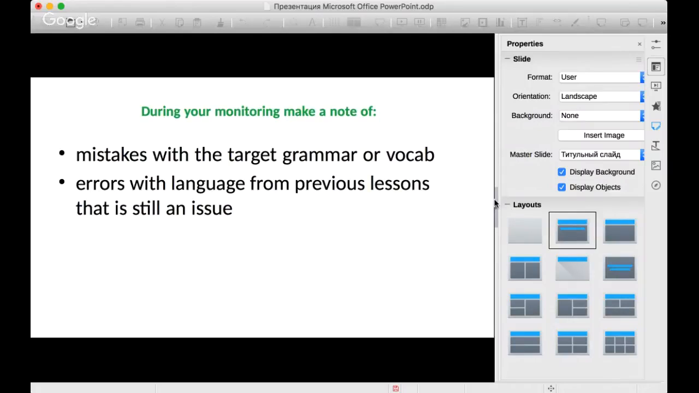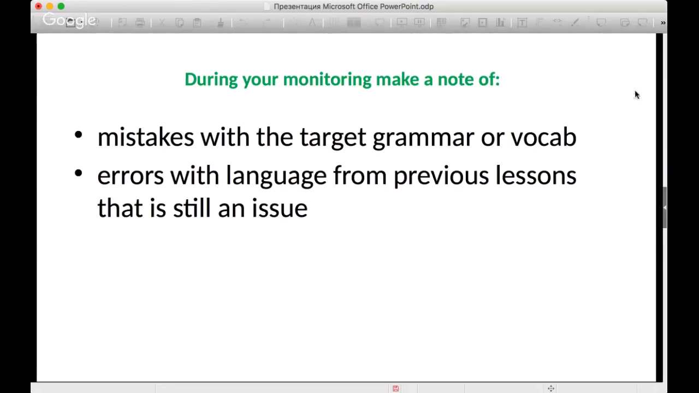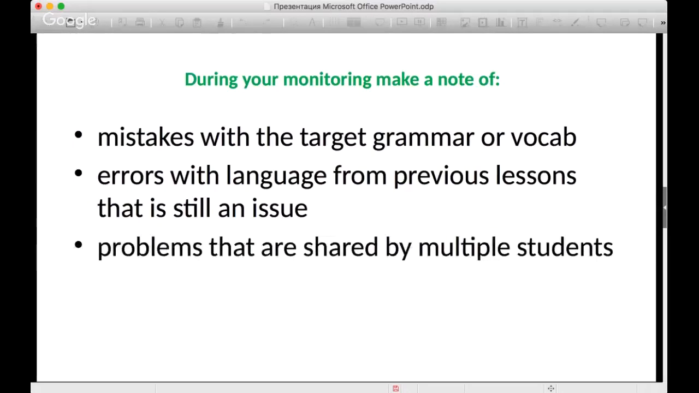Some of your students can make mistakes on topics that you have already covered with them, but they still have this mistake. So you need to draw your students' attention that it is an error. And then problems that are shared by multiple students. If all your students, or a part of your students, are making the same mistake, it's already a hint for you, something that you need to make notes of.